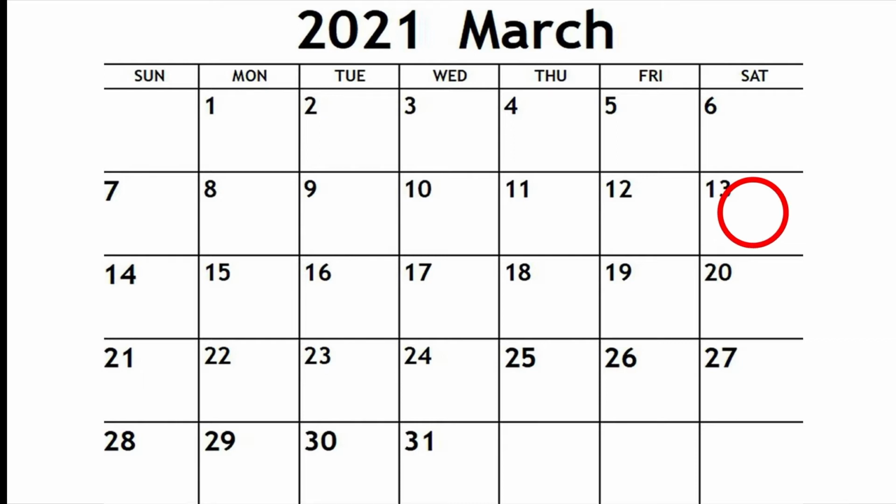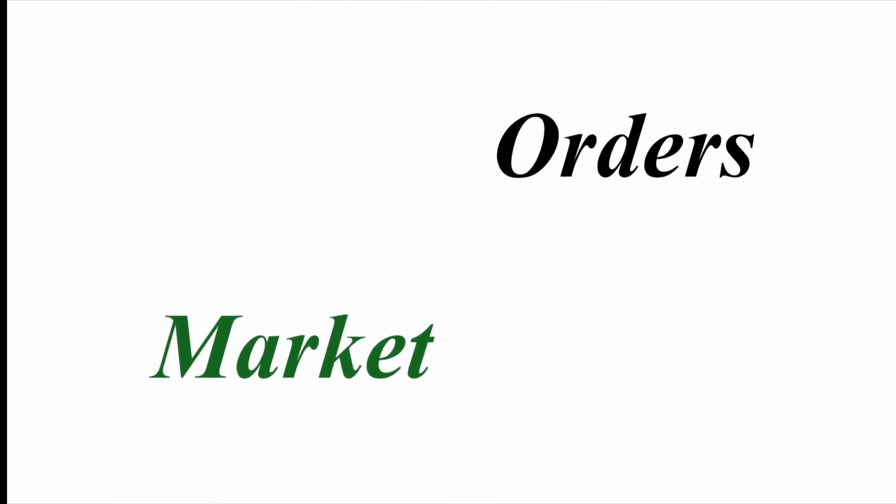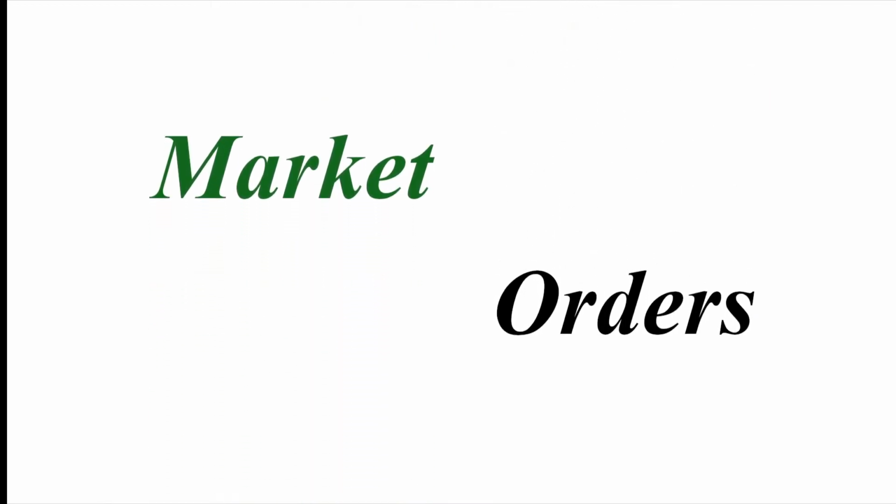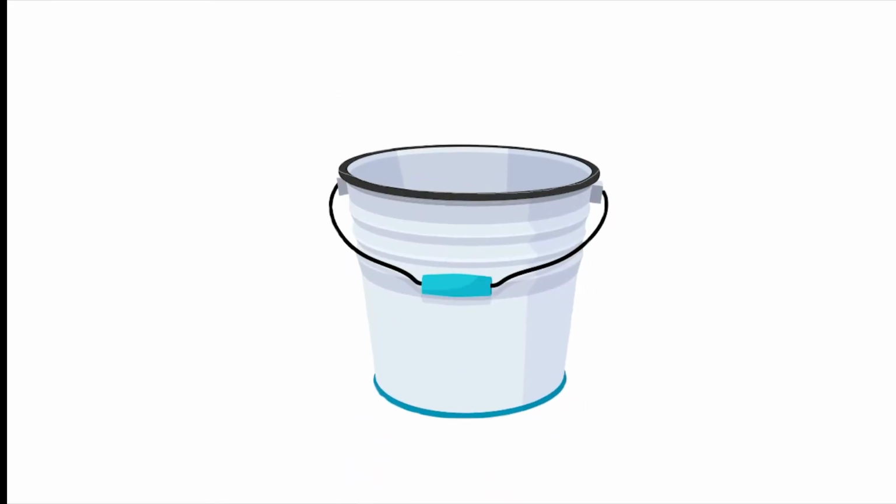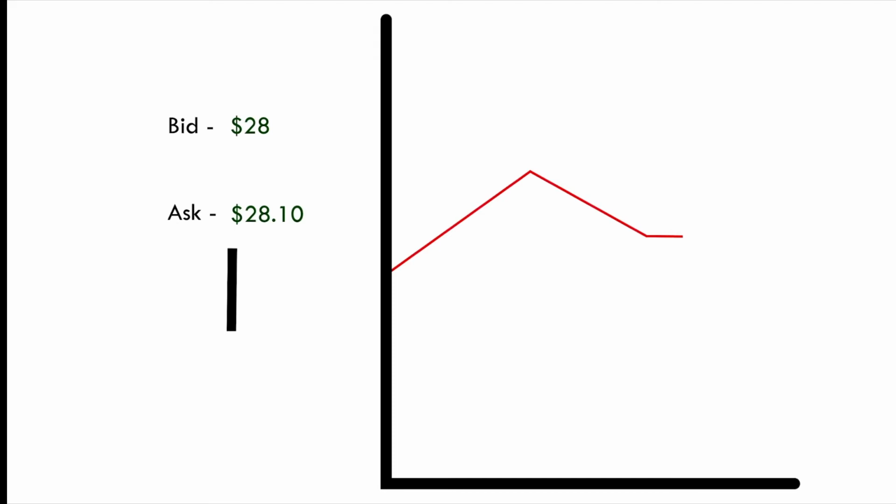With day order or GTC determined, you can select your preferred execution type. The most common is a market order. It instructs a broker to buy or sell the given security immediately at the best price available. That means filling the ask on buy orders and bid on sell orders. Because there's no price specified, these orders are almost always filled. For example, placing a buy market order on a stock with a $28 bid and a $28.10 ask means your order will be filled at $28.10.